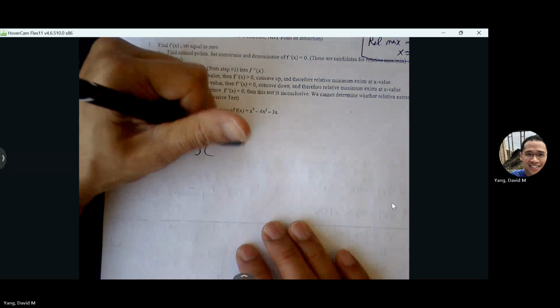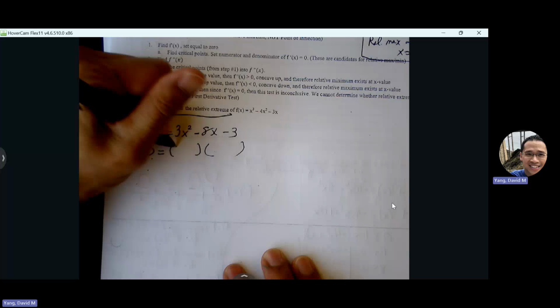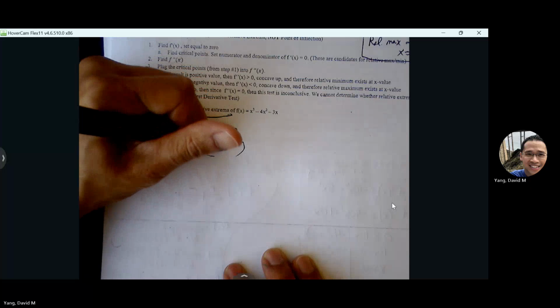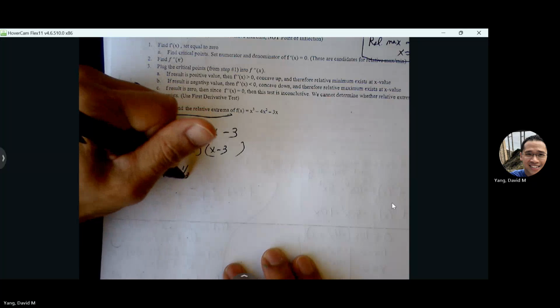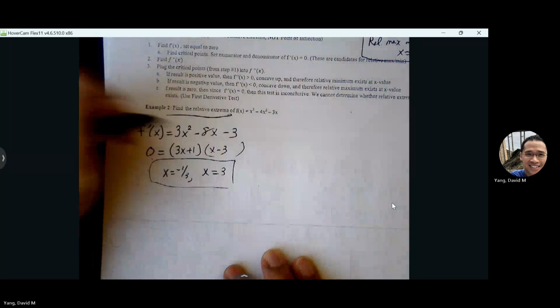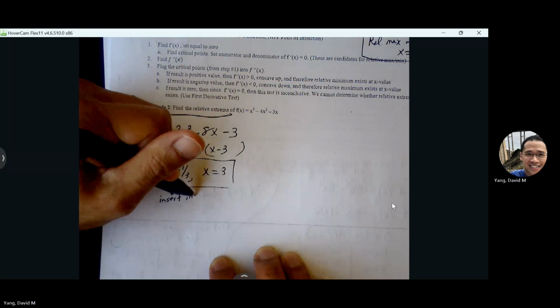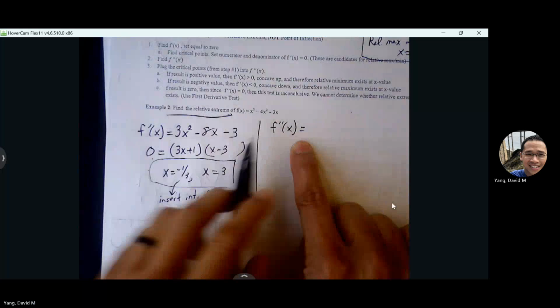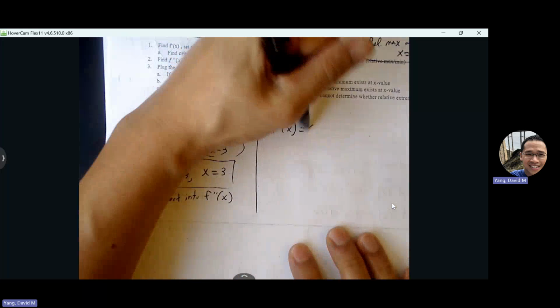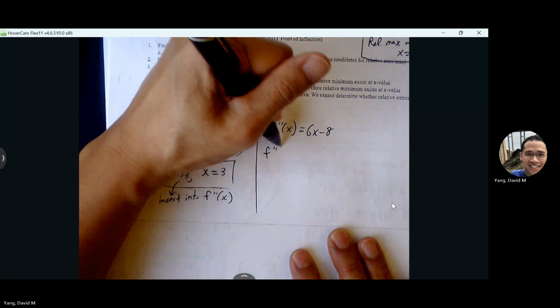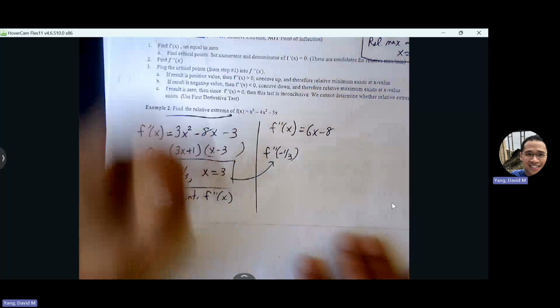Set f prime equal to 0. We're going to factor. Multiplies to be -9, adds to be -8. Solve for x. This starts off initially looking like the first derivative test, but rather than putting the values onto a sign line, we're going to insert them into the second derivative function. So let's find f double prime. Power rule again: 6x minus 8. Now I'm going to insert them into f double prime.